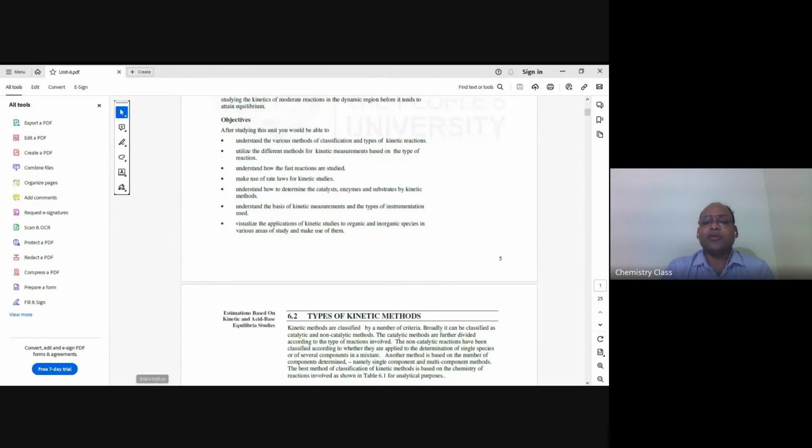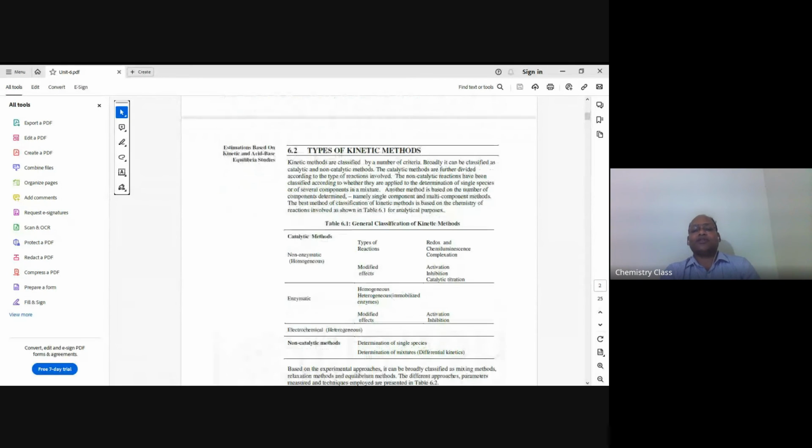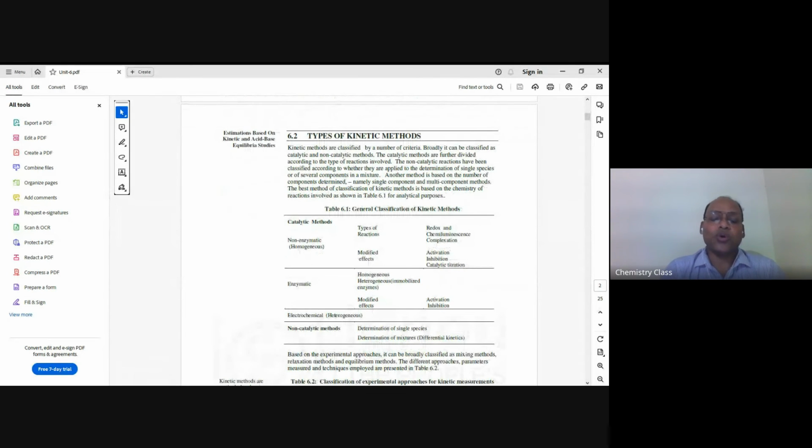Now we'll go to the types of kinetic methods. This is important. Actually, this is a practically useful chapter. As you know, analytical chemistry is a practical subject. Everywhere there are practical applications, so you should be careful about them.